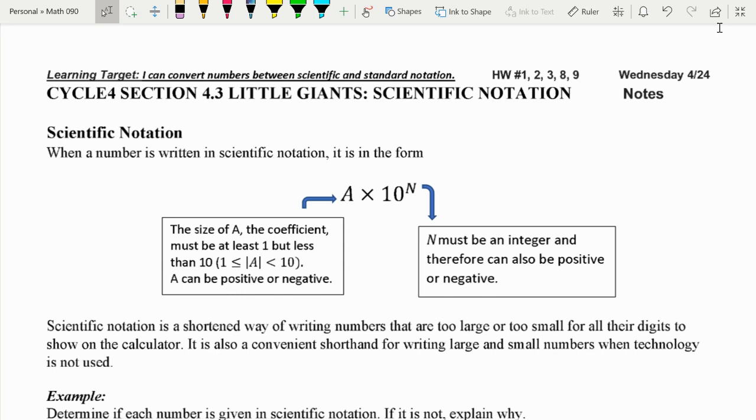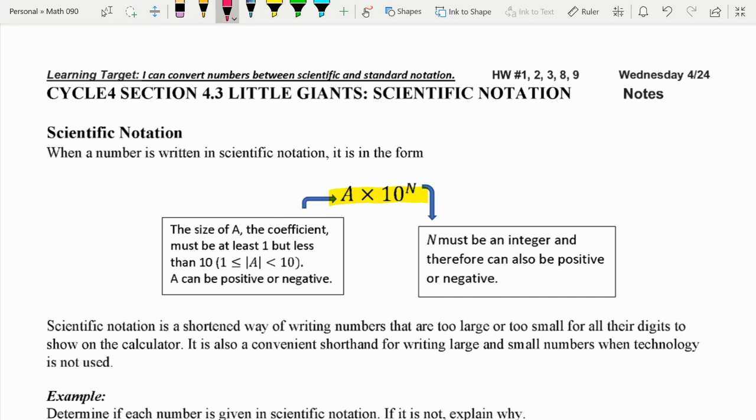Alright guys, so today's lesson: scientific notation. Today's shouldn't be too bad compared to what we were doing yesterday, or the day before I should say. Scientific notation is going to look like this: you're going to have a times 10 to the nth power.